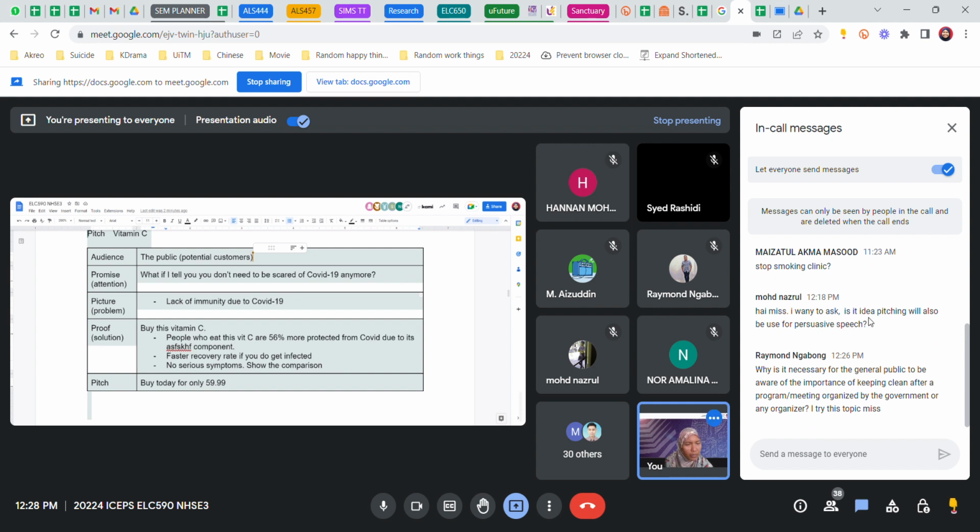Nazrul, your question just now is whether idea pitching will be used for persuasive speech. Those are two different speeches, and there are ways that you can use the same topic, but you have to explore them in different ways. I hope our discussion today has shown you that the pitch is really more straightforward. It's about selling something, but for the persuasive speech, you can be a little bit more detailed about it, right?